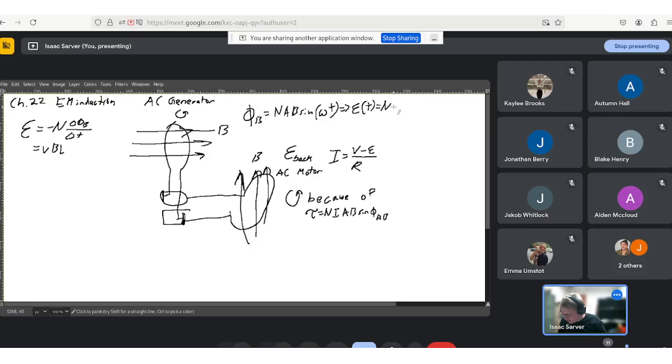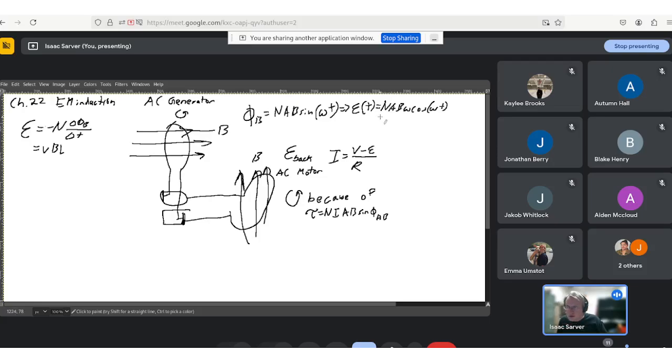This is N A B omega. I think they did cosine on theirs, didn't they? No, they didn't. They didn't specify. I don't think it particularly matters a whole lot. Cosine omega t.